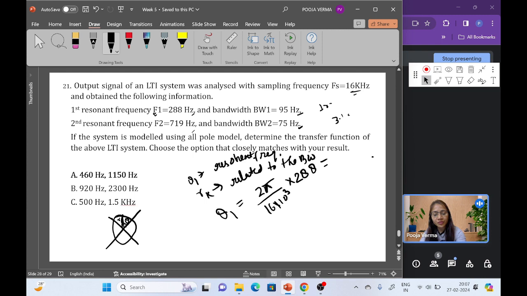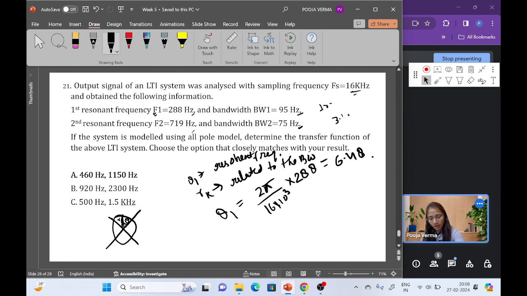So first calculate 2 pi by 16 times 10 to the power 3, multiplied by 288. What will you get? 6.48, right? Okay, theta 1 we will get. Similarly, you have to calculate it for the second resonant frequency.